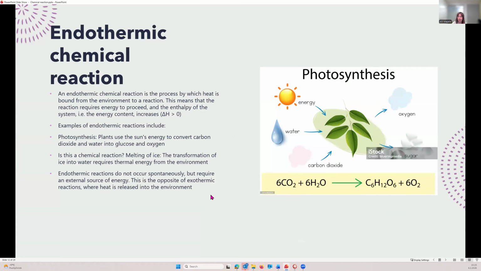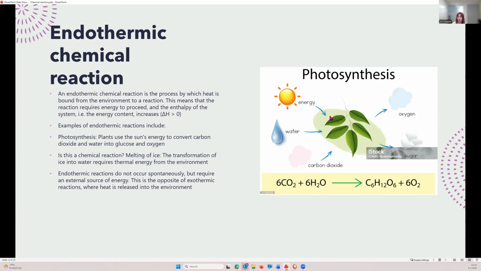Okay, so about chemical reactions, there are these types: endothermic and exothermic. The endothermic means that you need heat to get the reaction to happen, basically. Or heat is bound from the environment. For example, photosynthesis, where you need the solar energy to carry it out.